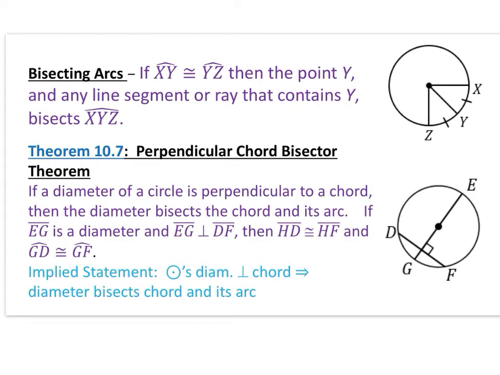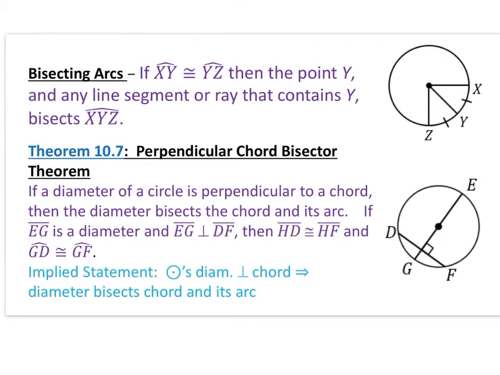Next, we have a definition of bisecting arcs. So we're already familiar with this word bisecting. It's to cut something into two equal halves. So if we're talking about bisecting arcs, then we're talking about two arcs that are divided into equal parts. So here we have, if arc XY is congruent to arc YZ, then the point Y and any line segment or ray that contains Y bisects arc XYZ. So look at your illustration here to help you understand this definition.